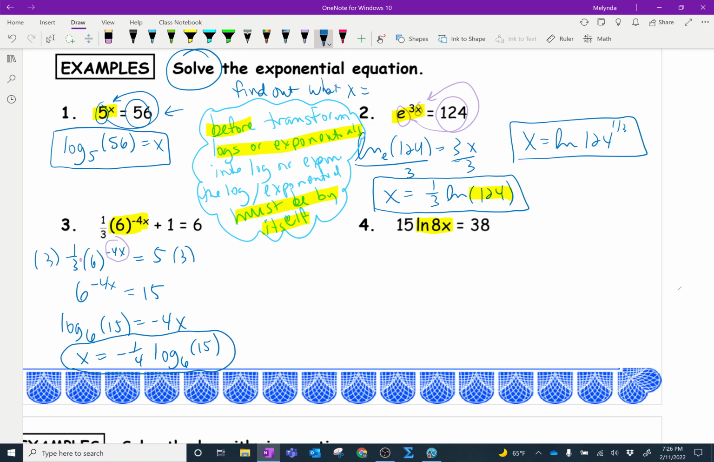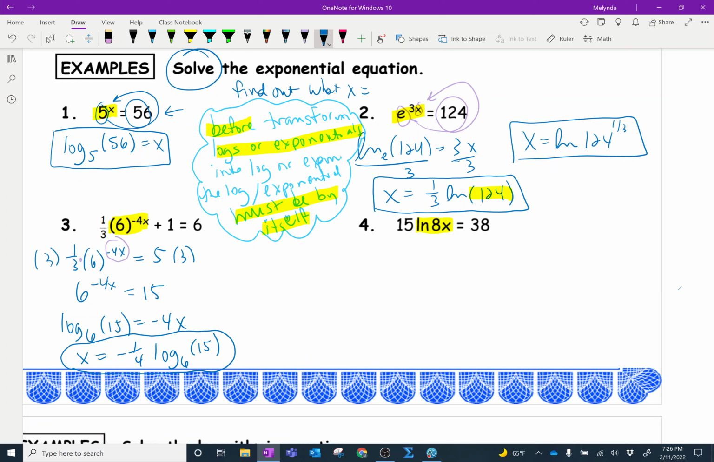So let's do our conversion. Okay, let's put a little e down here. We'll just draw the circles. So e to the 38/15 is 8x. So let's rewrite it: e to the 38/15 equals 8x. Almost there. We almost know what x is, so we divide both sides by 8. We get x is 1/8 e to the 38/15. All right. Fantastic.